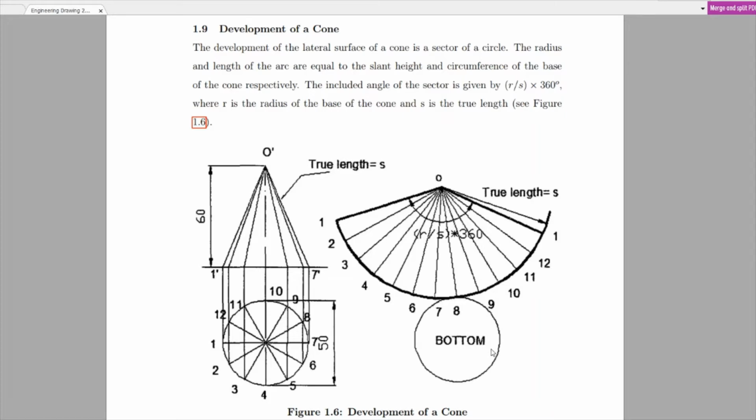So first of all, we need to draw the projections of the cone. So we have the plan, which is the base circle. Then we have the front view. All right, and the plan, which is the circle, will have a diameter of 50. So the radius is 25. So with 25, we draw the circle. Then we can also continue with the front view.